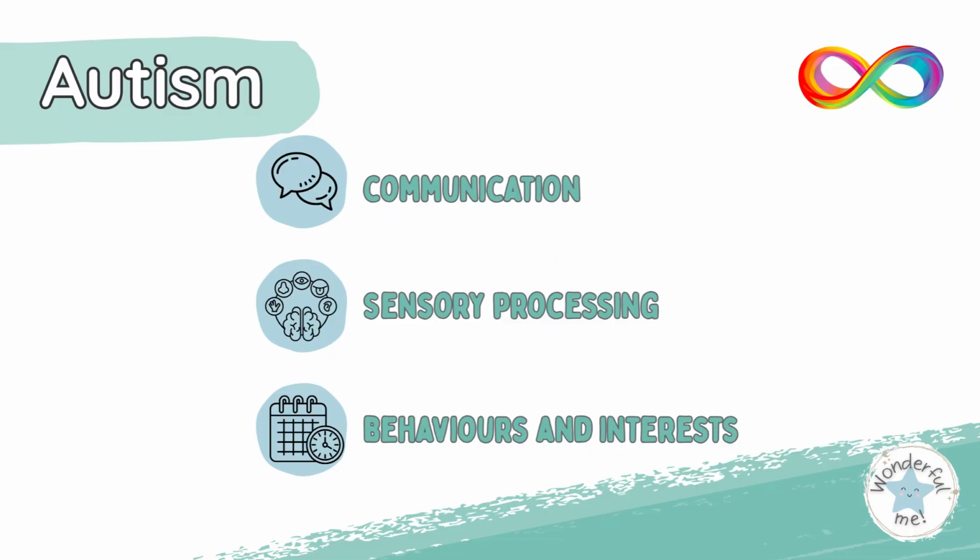It's estimated that more than 1 in every 100 people in the UK have autism. That's roughly 700,000 children and adults. It's a lifelong neurodivergence, and importantly, it's classified as a disability, which means that people with autism have legal protections against discrimination and are entitled to support that they need in education, work, and to access services. There are three core characteristics of autism: communication, sensory processing, and behaviours and interests.